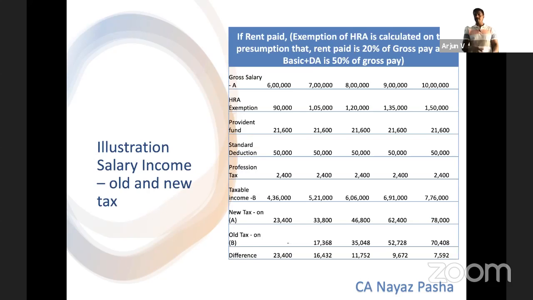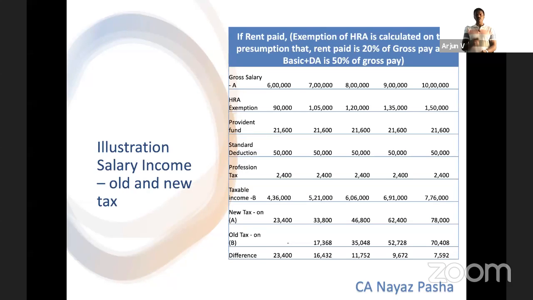Now if you read the heading, if rent paid, the HRA exemption is calculated with the presumption that we are paying 20%, even if you pay 15% it is good enough. And your basic plus DA is 50% of the gross pay. Considering these parameters, you will get an HRA exemption of the specified amounts. For 7 lakhs, you will get 1,05,000. For 8 lakhs, you will get 1,20,000.